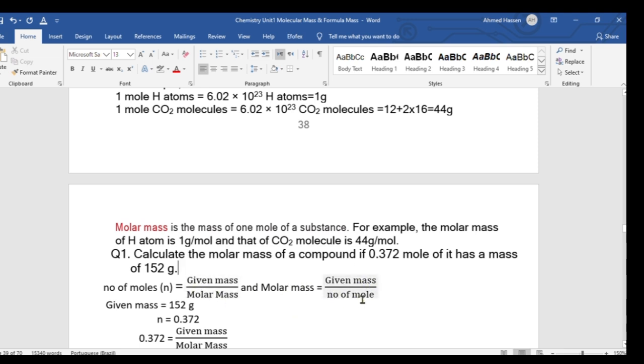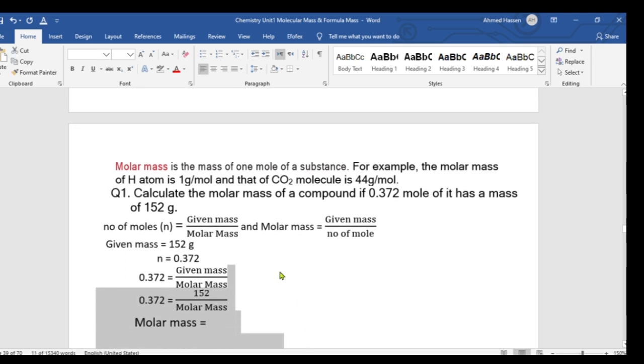Therefore, the given mass for this question is 152 grams, and the number of moles given is 0.372 mole. The number of moles is equal to given mass over molar mass. Here the given mass is 152, and the molar mass of the compound is not known for the time being. It is going to be calculated. Therefore, molar mass means given mass over number of moles.